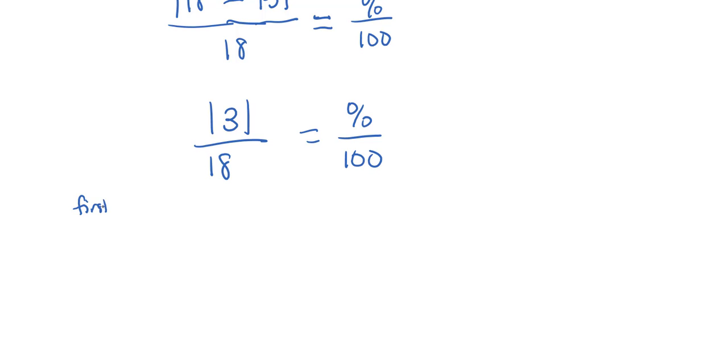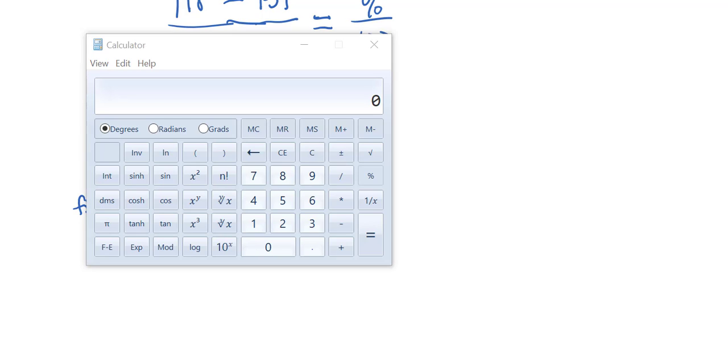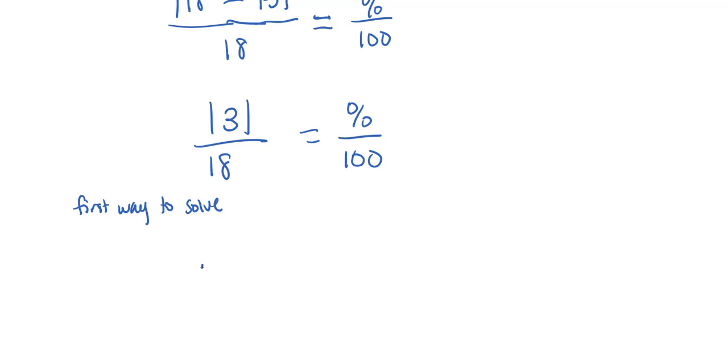So the first way, what we can do is take this 3 and divide it by 18. So let's get our calculator. 3 divided by 18, and we get 0.1666, and it continues on. So let's just go 0.1667, which is equal to the percent over 100.